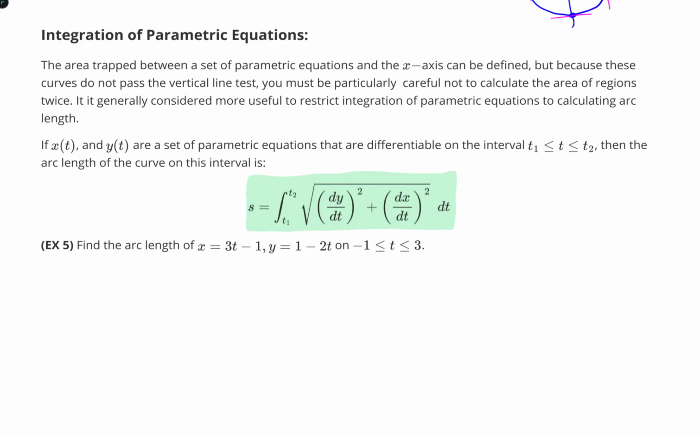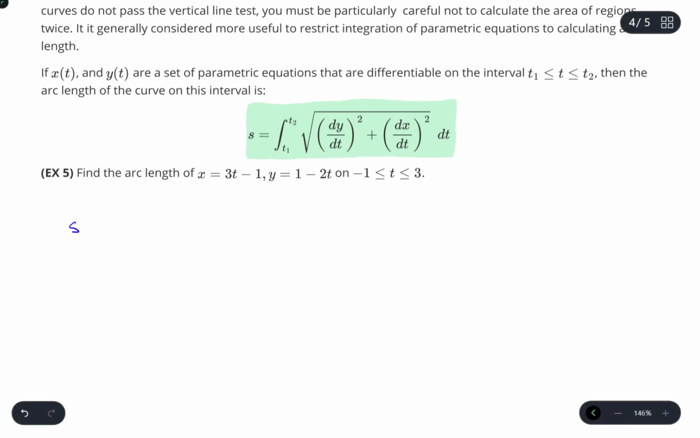So let's try this out with a simple example. Starting with x equals 3t minus 1 and y equals 1 minus 2t. This would just be a linear function, and so we really could get this arc length using the straight distance between the start and end point. But let's just try and calculate it using this formula and see what happens.